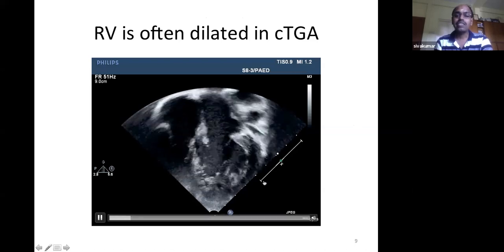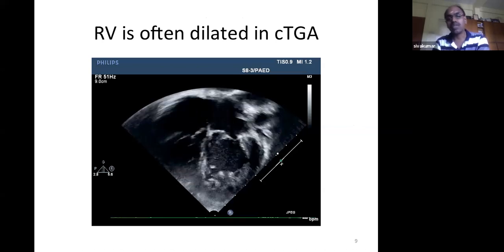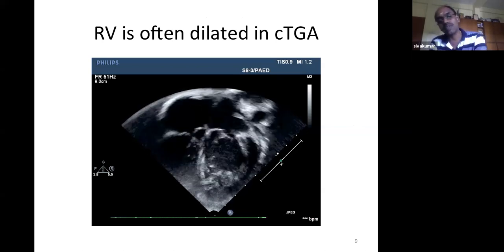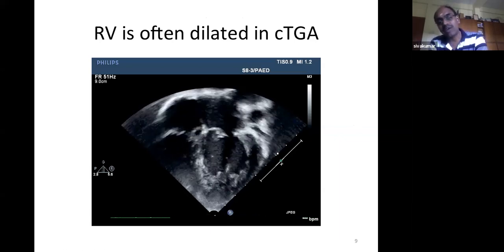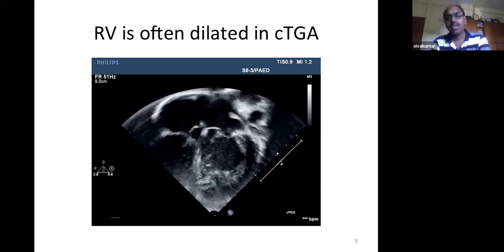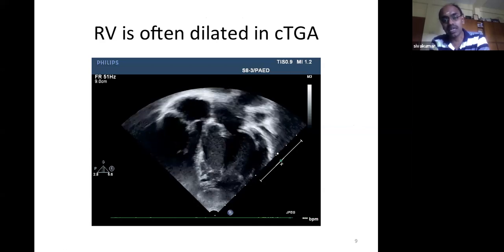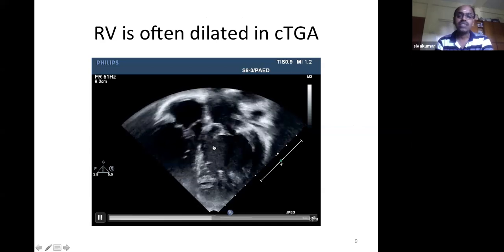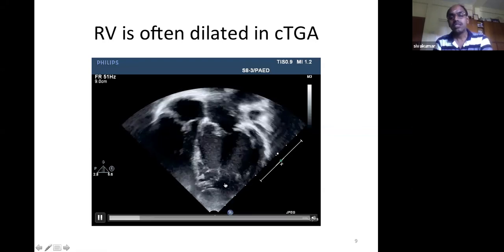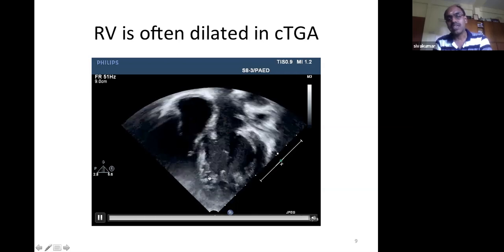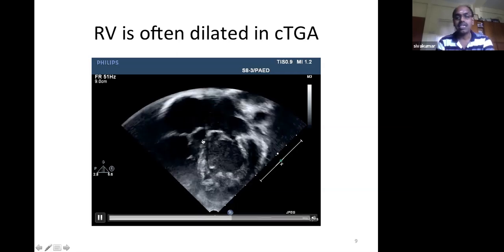RV is always dilated in corrective transposition because systemic right ventricles never have a normal systolic contractility. The systemic right ventricle, in view of its loosely trabeculated myocardium, in addition to having a single coronary supply through only the right coronary artery, is often dysfunctional and very often gets dilated. Some degree of non-compaction that is seen in these right ventricles is actually the over-exaggeration of the trabeculations seen in the setting of a dilated right ventricle.